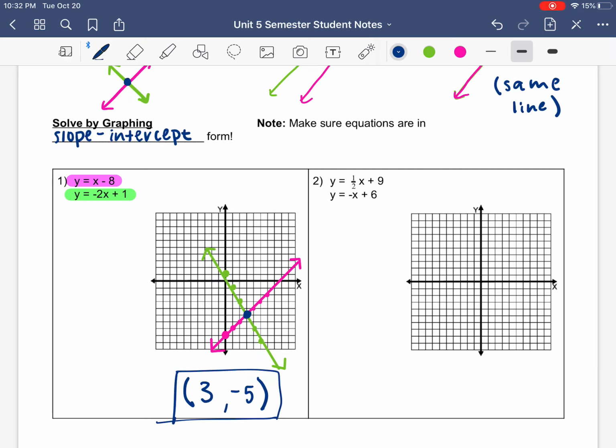For number 2, I want you to pause, give number 2 a try, and then turn your camera back on when you're ready to check, and I'll walk you through the solution.